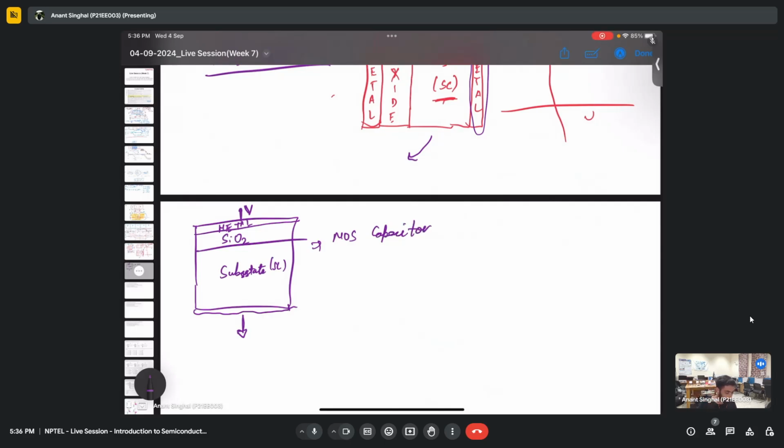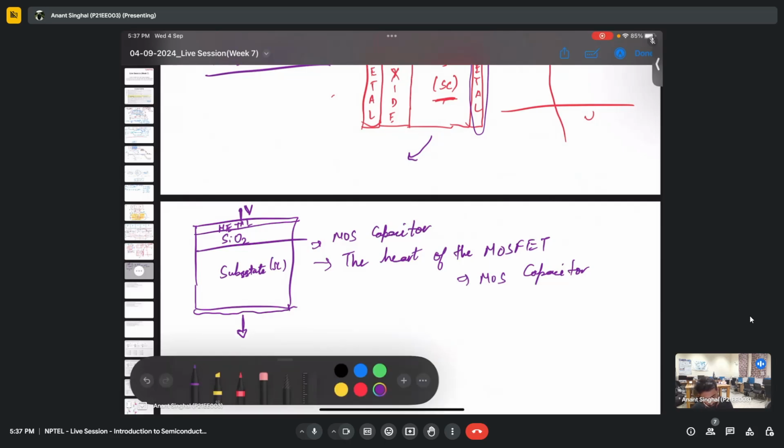So is there any doubt in this? Any doubt? Anyone? So the heart of the MOSFET basically is the MOS capacitor. So if you are able to understand how this MOS capacitor is working, you will be able to understand anything.